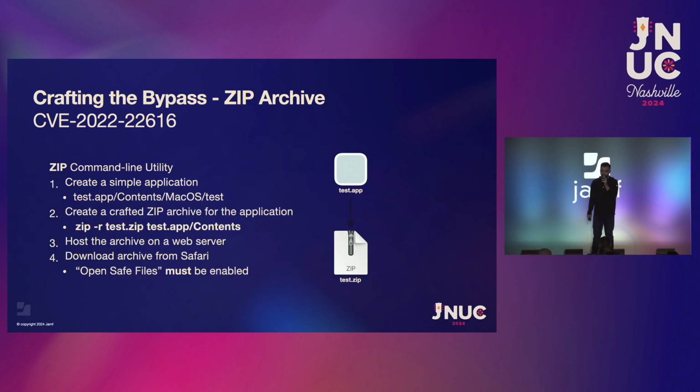To craft this, we can simply create an application and create a zip archive for that application. The key thing here, we actually found you don't need to remove all the bytes from the first zip header to the second. You can just run that zip command, but instead of pointing it at test.app, you point it at test.app/Contents. That will ensure that the first local file header of the zip is test.app/Contents, and that will ensure that the quarantine attributes only apply to that folder as well as the files within that folder.